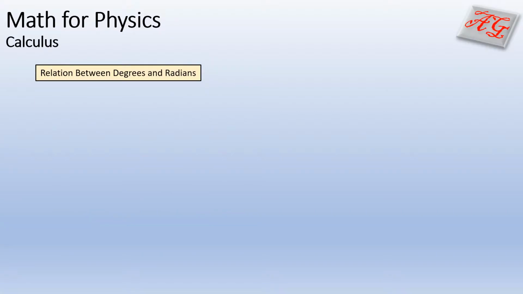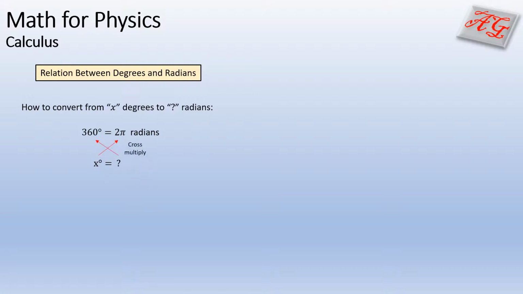As you would expect, it is convenient to have a way to change between degrees and radians. To convert x degrees to question mark radians, the first step is to know that 360 degrees are 2 pi radians. Below we write x degrees equal to question mark radians. Notice that the degrees on both equations are on the left and the radians are on the right. Now cross multiply both terms. It is pretty straightforward to solve for the question mark, that is the angle we are seeking, in radians.